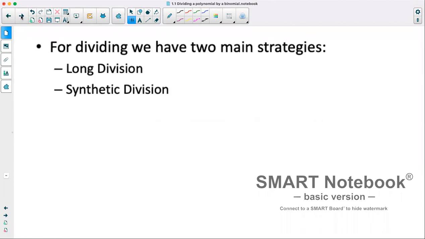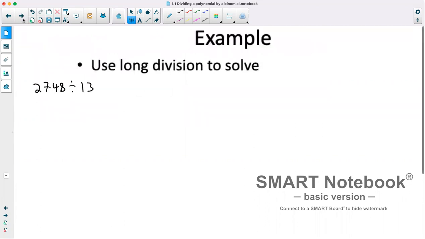One is long division, which we'll review with some questions you may have seen in the past before going into it with polynomials, and then we'll go into how to do synthetic division and the restrictions on doing division with synthetic division. So, for example, use long division to solve. For many of you, it may have been quite a while since you've done long division, so we'll go through it with this question here.